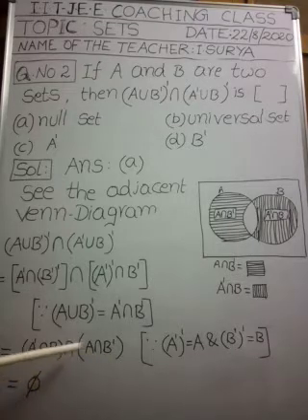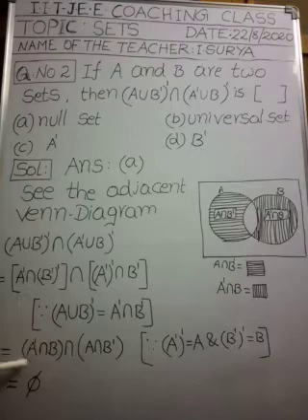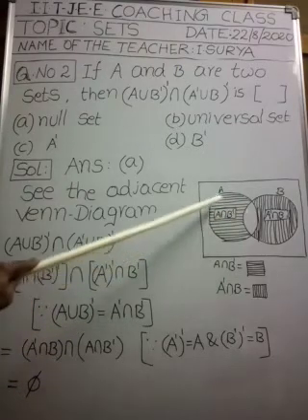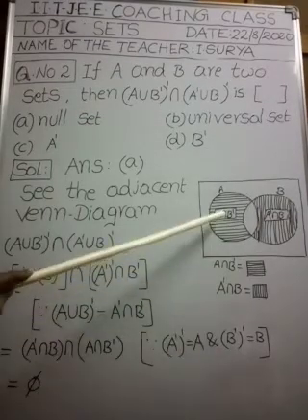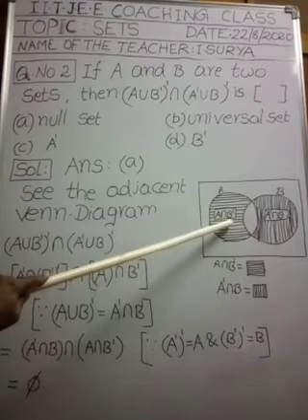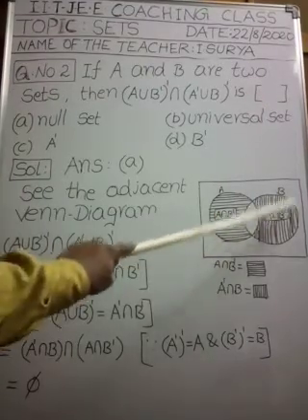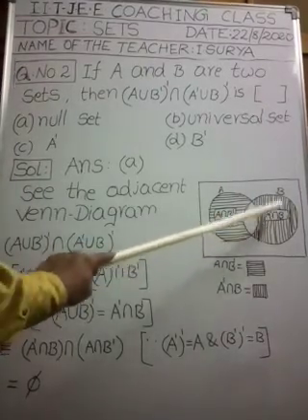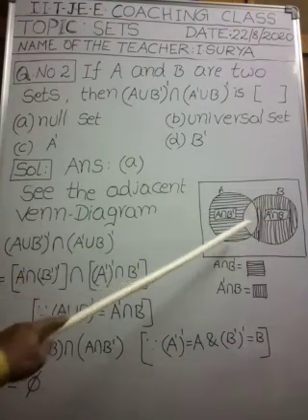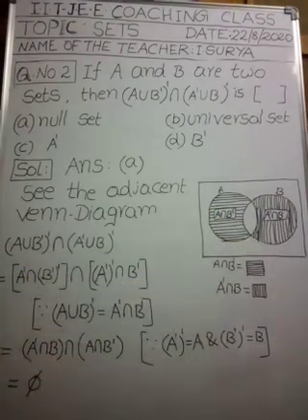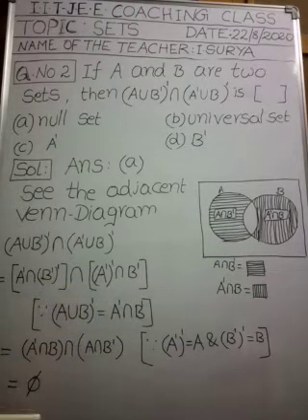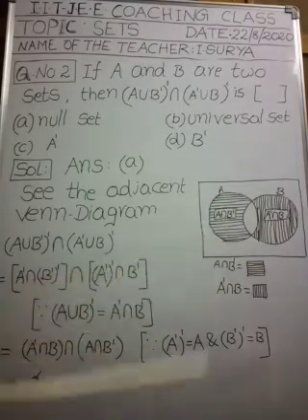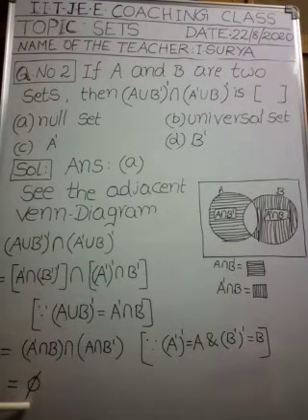Right. If you observe this Venn diagram, this horizontal lines shaded region is A intersection B dash, and this vertical line shaded region denotes A dash intersection B. Are these two areas intersecting? No, they are not intersecting. So the common area is not there. For these two sets, there is no common area. So empty set. Understood the question, my dear children? Right.